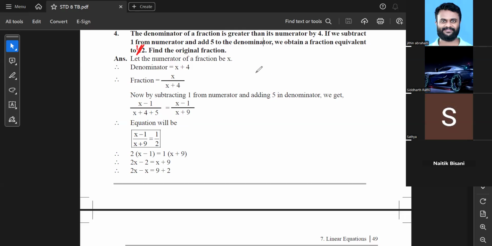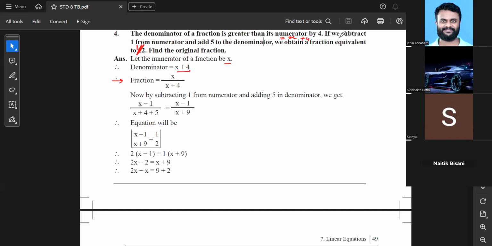So now numerator, I'm assuming numerator is x. They have said that the denominator is greater than numerator by 4, which means numerator plus 4 gives you denominator. So the denominator will be x plus 4. Numerator is x, which means the fraction is what? X upon x plus 4.